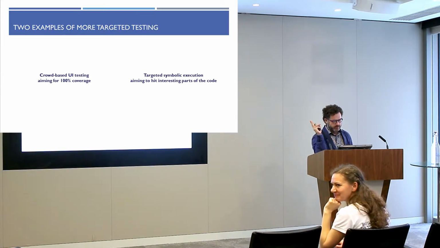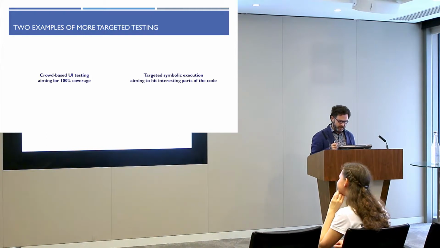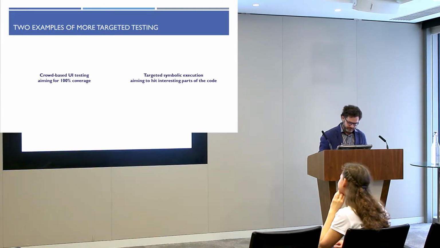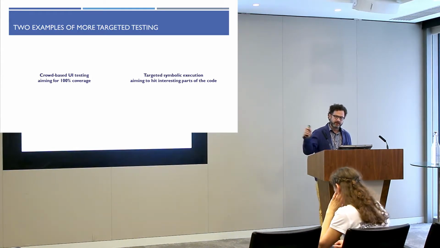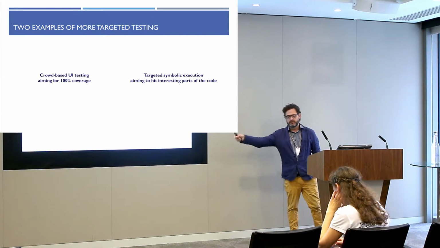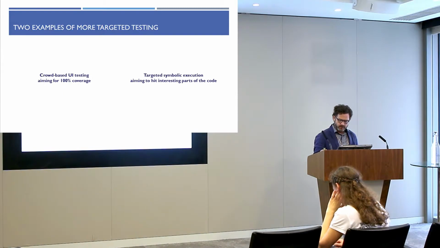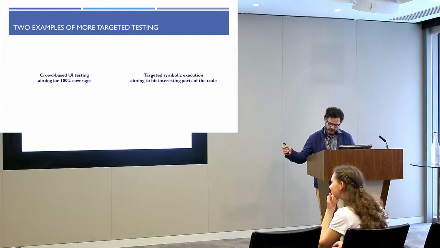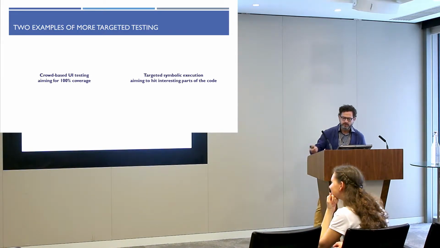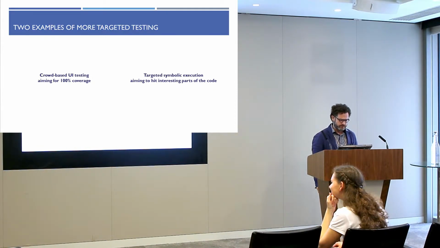All right, so I want to talk about two specific projects that I've worked on, that we built, that I think are relevant to this. So the first one is crowd-based UI testing with a goal of 100% of what we call screen coverage. I'll explain what it is in a few minutes. The other one is what's called targeted symbolic execution. The goal here is to hit interesting paths within the code. I think I have 1 or 2 slides on each.